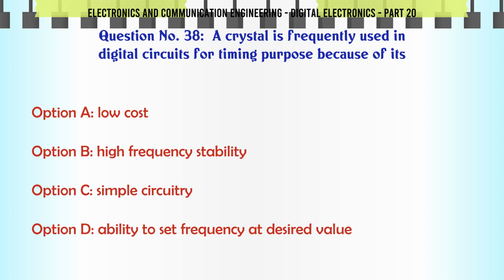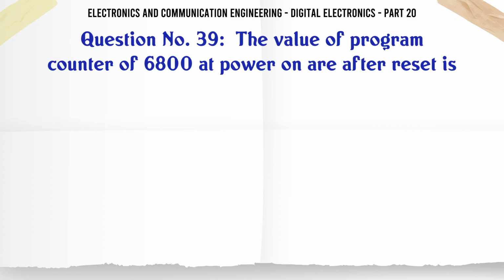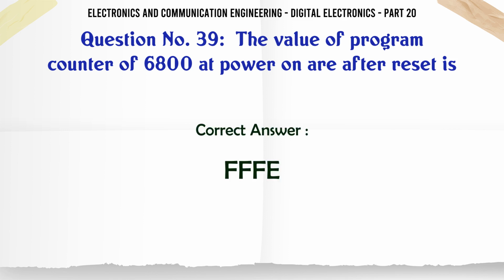A crystal is frequently used in digital circuits for timing purpose because of its A low cost, B high frequency stability, C simple circuitry, D ability to set frequency at desired value. The correct answer is high frequency stability. The value of program counter of 6800 at power on or after reset is A 0000, B FFFE, C user programmable, D FFFF. The correct answer is FFFE.